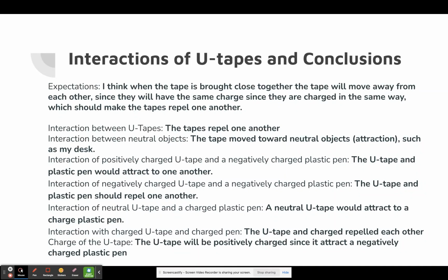For the interaction of positively charged U-tape and negatively charged plastic pin, they would attract to one another, and for negative and negative, they would repel one another. For the interaction of neutral U-tape and charged plastic pin, the neutral U-tape would attract to the charged plastic pin. For the interaction between the charged U-tape and charged plastic pin, they would repel each other. I found the charge of the U-tape to be positive since it did attract to a negatively charged plastic pin.